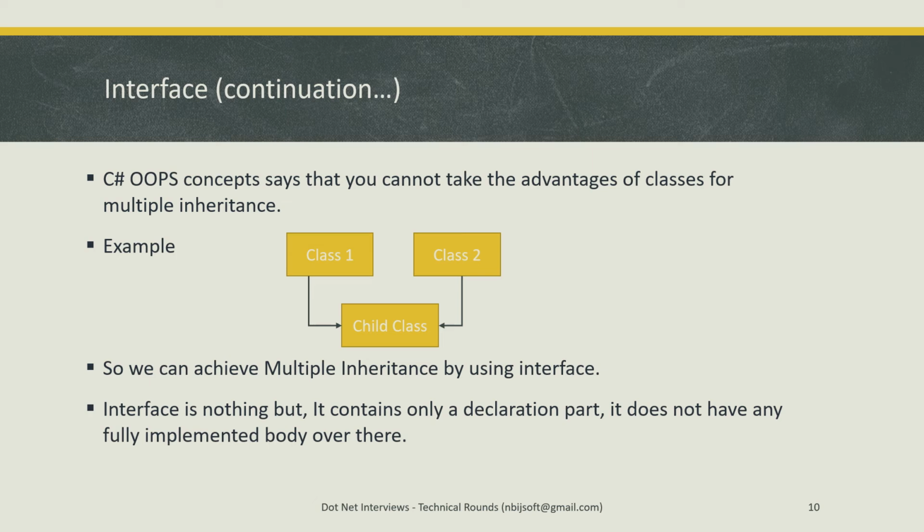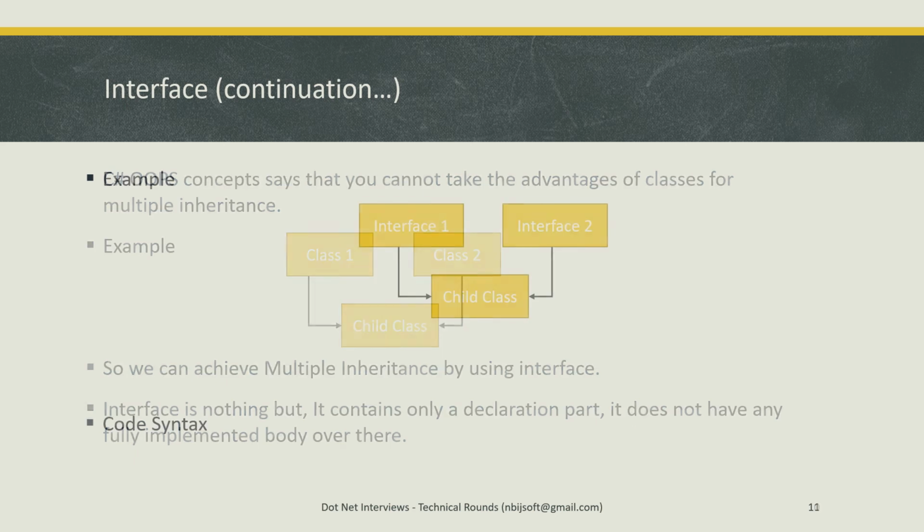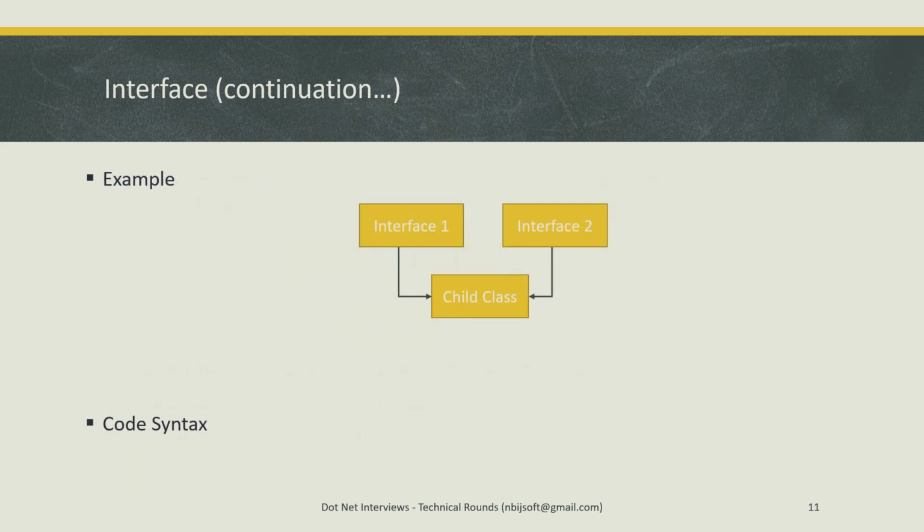An interface is nothing but it contains only a declaration part. It does not have any fully implemented body. We can say that it's a pure abstract class, which doesn't have any implementation within its declaration. Look at the example. Now we have one child class and we are going to achieve multiple inheritance, so we are implementing two interfaces, interface 1 and interface 2.